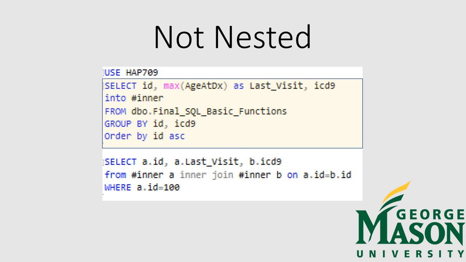The highlighted section is the first step that finds the last visit for a patient, in which I chose to use the patient with ID 100. Note how we put the columns into a temporary file called inner. You will see in the next step why we do this.